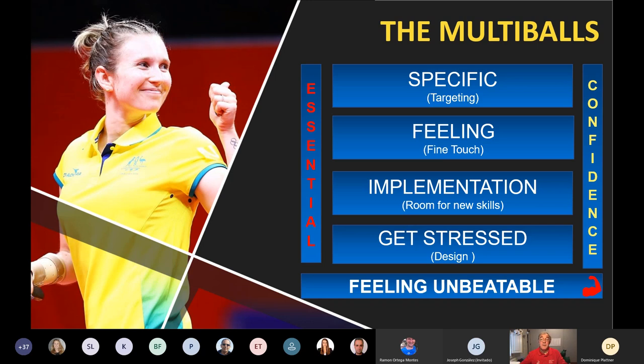Yes, this is another part: to get stressed. If before was a comfort zone, now we can also get stressed, put the players under pressure, and we will see how important it is to get the player with the right pressure before the performance. And everything, you know, to give the player the feeling to be unbeatable.